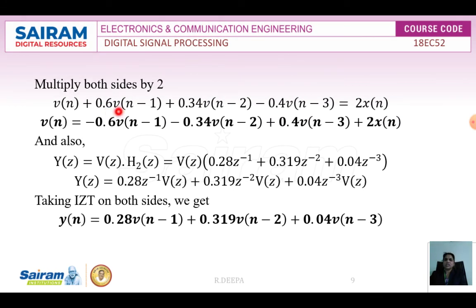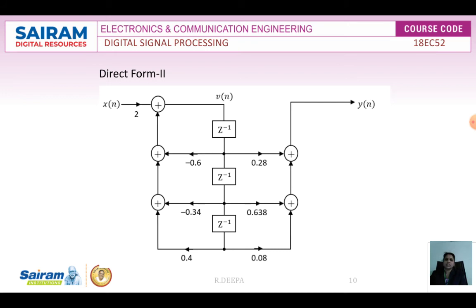So this is that v of n equation. So the another equation is y of n equation. So this equation which is written in bold. So based on these two equations, we are going to draw the direct form 2 realization. See, this is the direct form 2 realization.